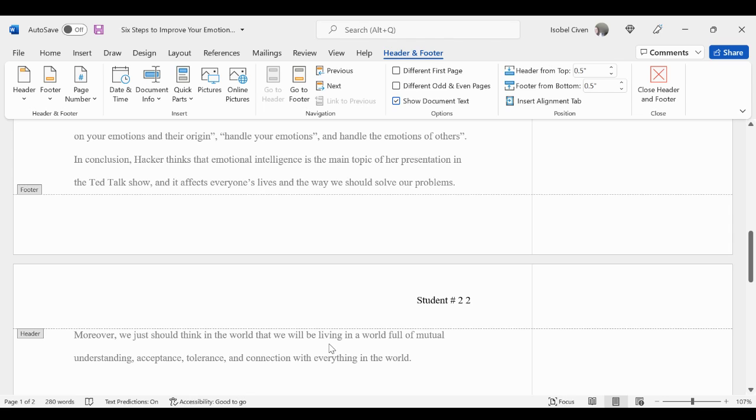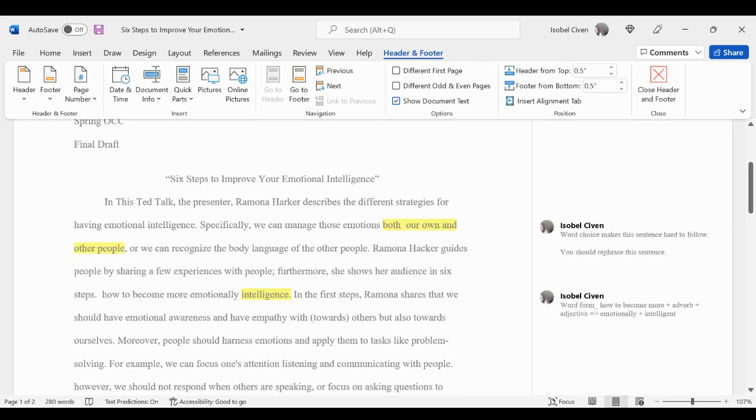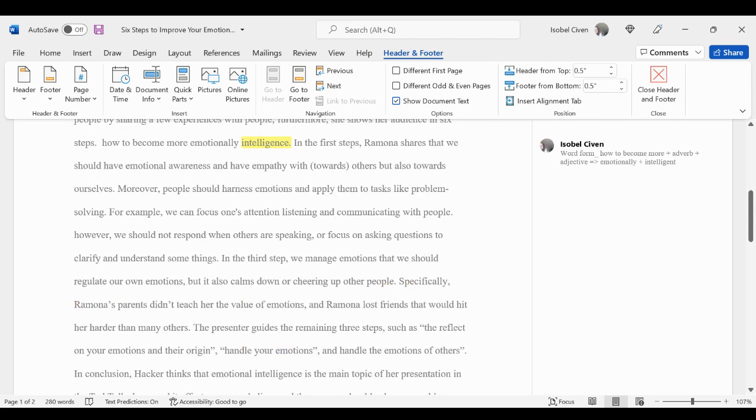Okay. And what I want you to do is really look at this summary and highlight, before you start writing your own summary, these verbs like guides. Highlight the verbs that the student uses to tell you what is happening in the video. If you highlight the verbs like guides, shows, shares, you will know how to tell what is happening in the video very easily.